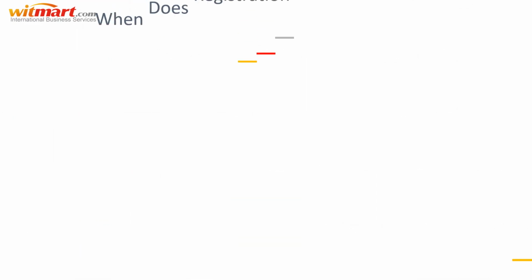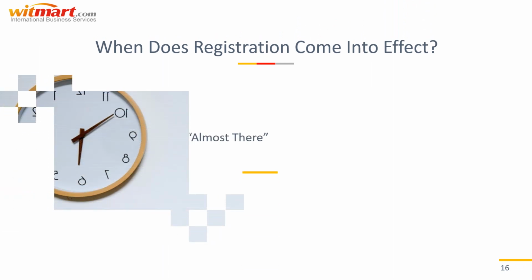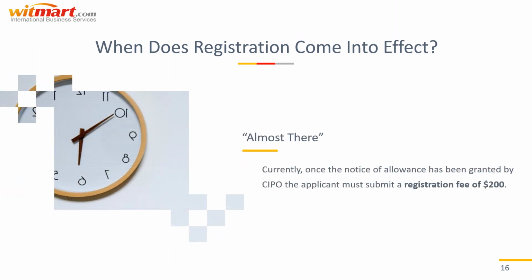When does the registration of a trademark come into effect? Currently, once the notice of allowance has been granted by CIPO, the applicant must submit a registration fee of $200. This fee can be paid online to reduce wait times. Once the payment is received, the trademark registration process is complete. CIPO will then issue a trademark certificate to the registrant and add their trademark to the official database.